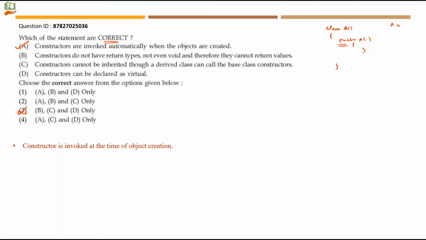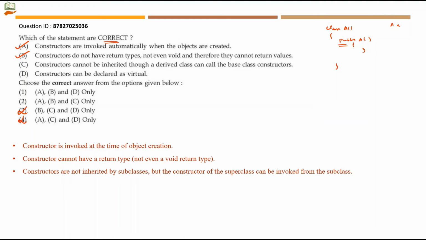Next statement is about return type. Constructor cannot have a return type, not even a void return type. So constructors do not have return types, not even void, and therefore they cannot return values. It is true. In this case, 4 is also ruled out.